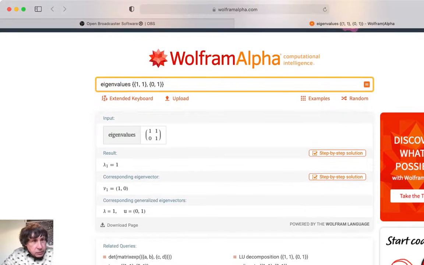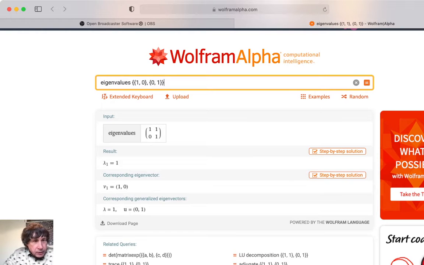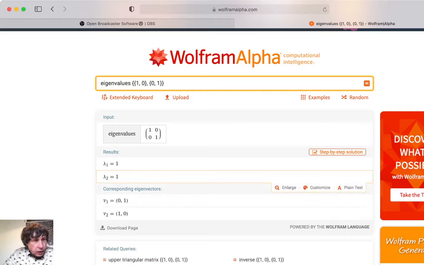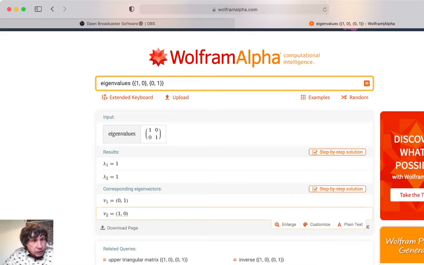Let us just note that if we change this to be the previous example with 0 in here, then we get, as expected, 2 eigenvalues which are repeated, but 2 linearly independent eigenvectors.